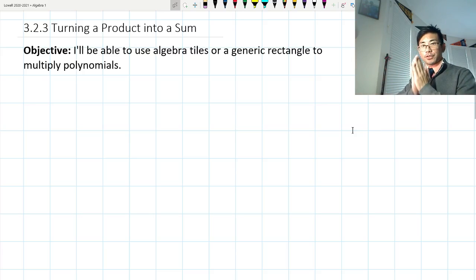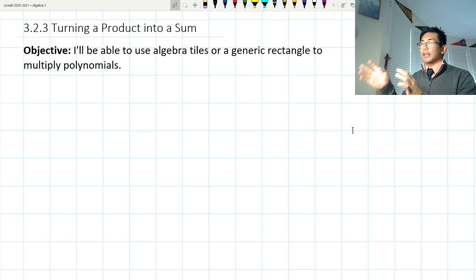Welcome back, folks. So in this video, we're going to talk about how we can use algebra tiles to multiply polynomials. And there should be a link to a previous video, not from me, that I found, about what a polynomial actually is.